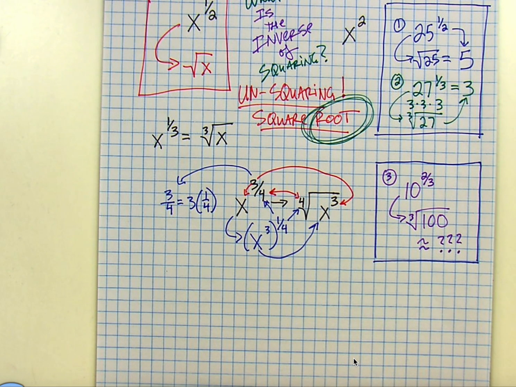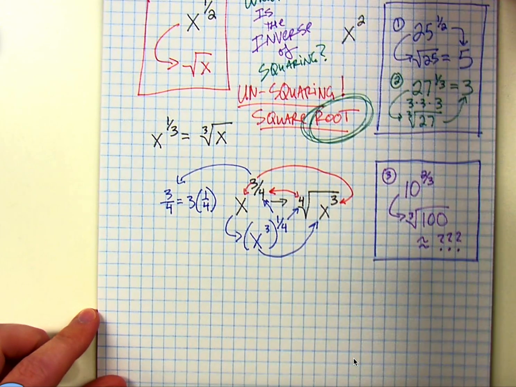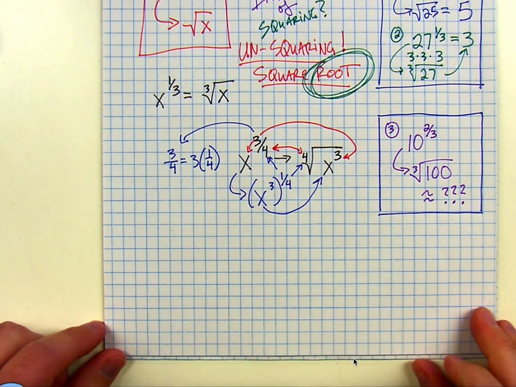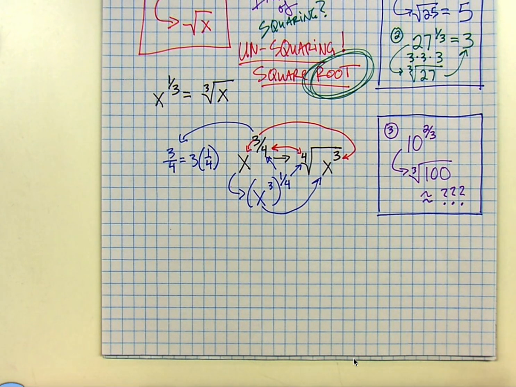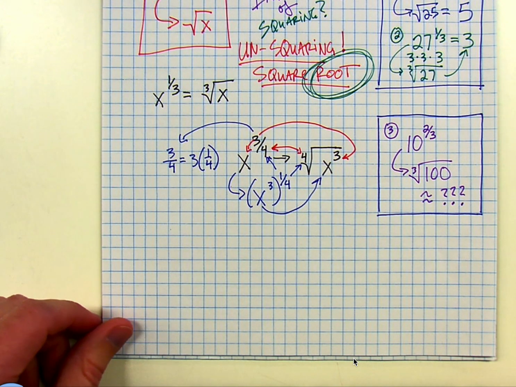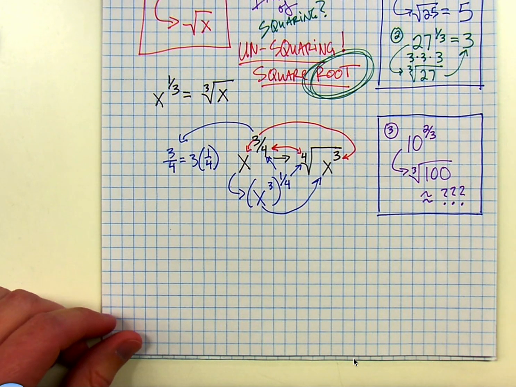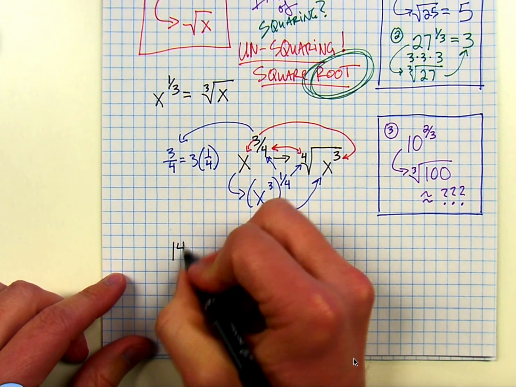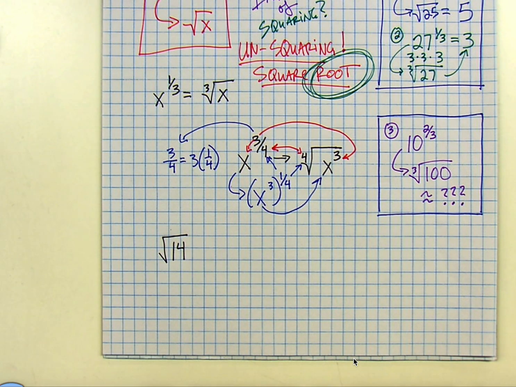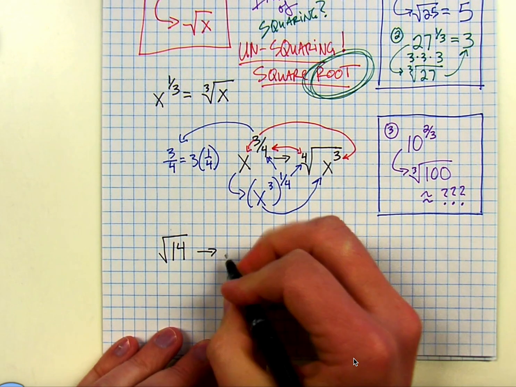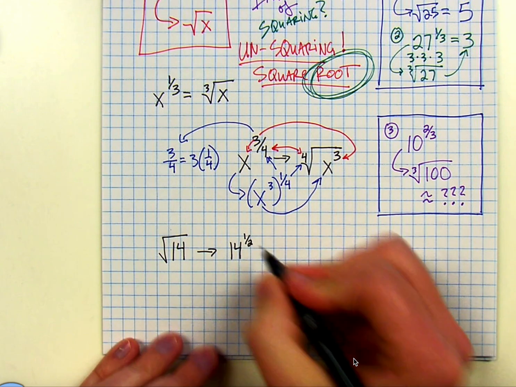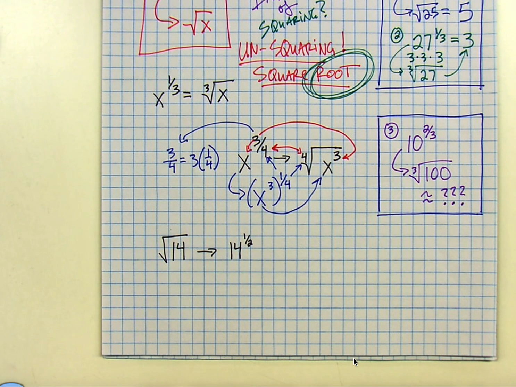All right, the last thing that you're going to want to know how to do on this section where we're dealing with rational exponents is we're going to want to be able to rewrite some things. So let's say, for instance, I asked you, what is a way to rewrite the square root of 14? Well, we could rewrite that as 14 to the 1/2 power. Okay, simple enough. That's not too bad.